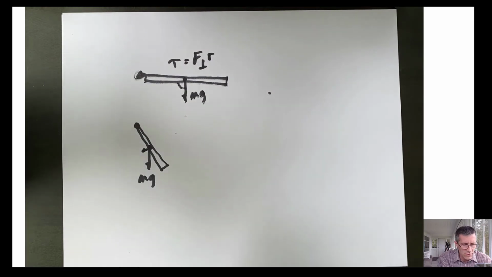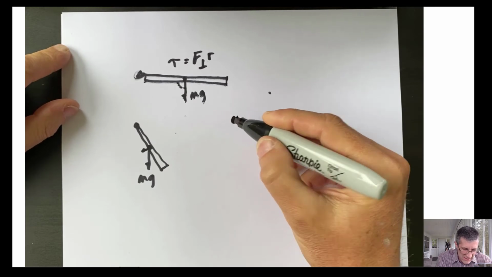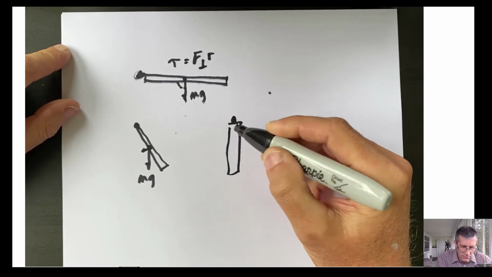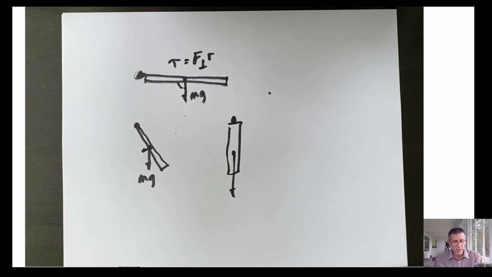And when it gets to be perfectly vertical, just past what they call T3 here, my bar is perfectly vertical. mg is pulling straight down. There is no torque, so my angular acceleration is going to be 0.